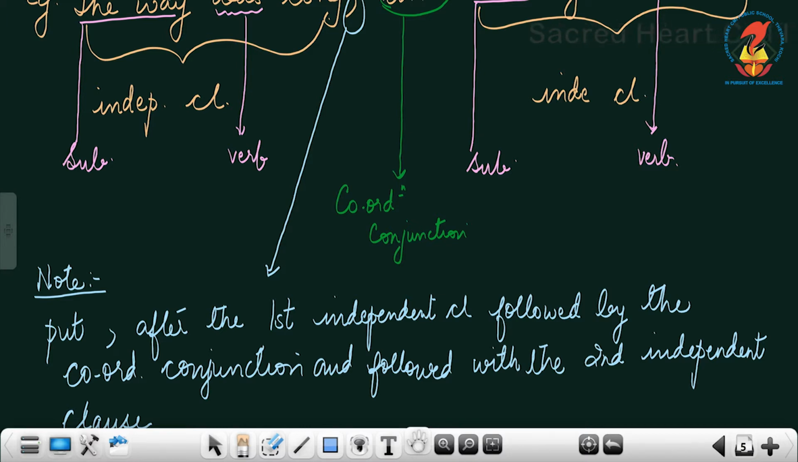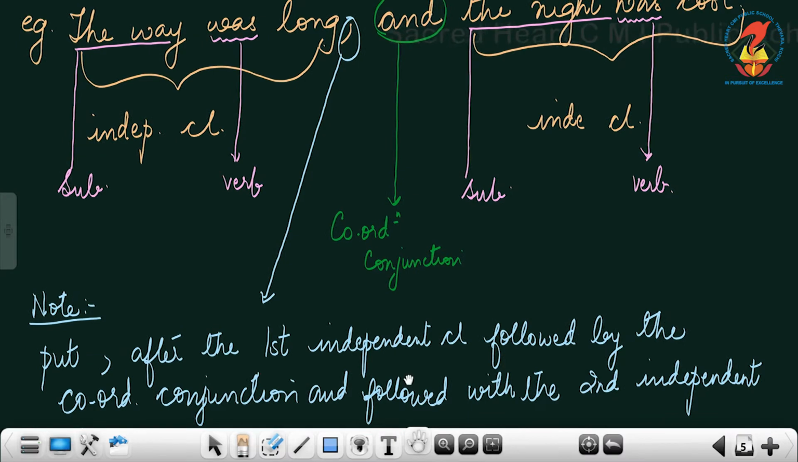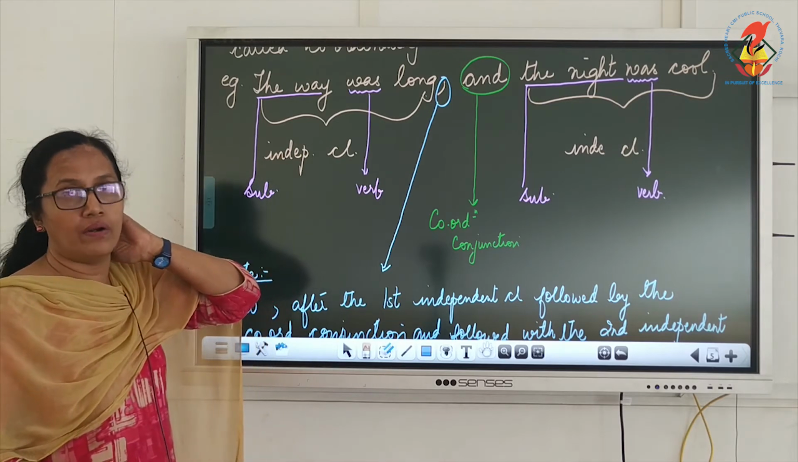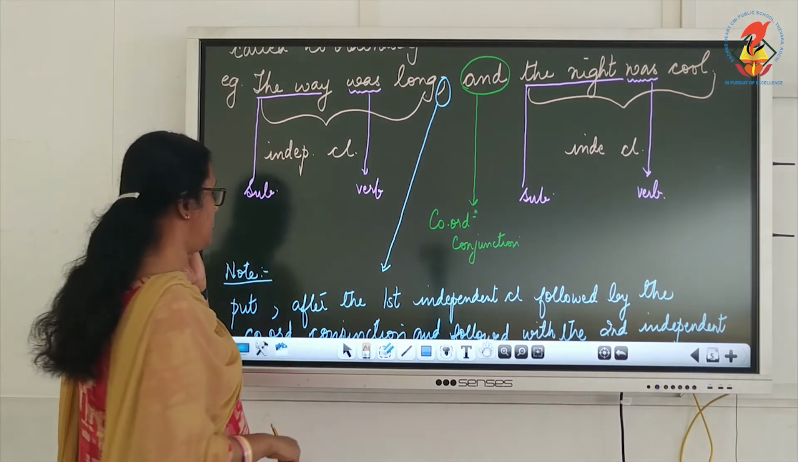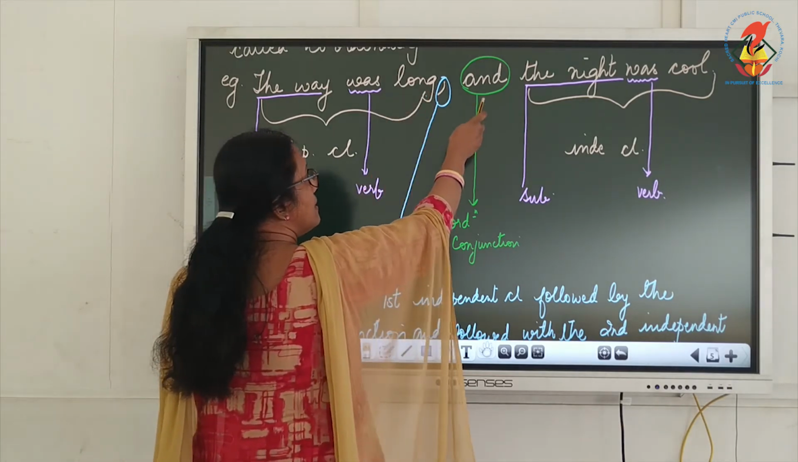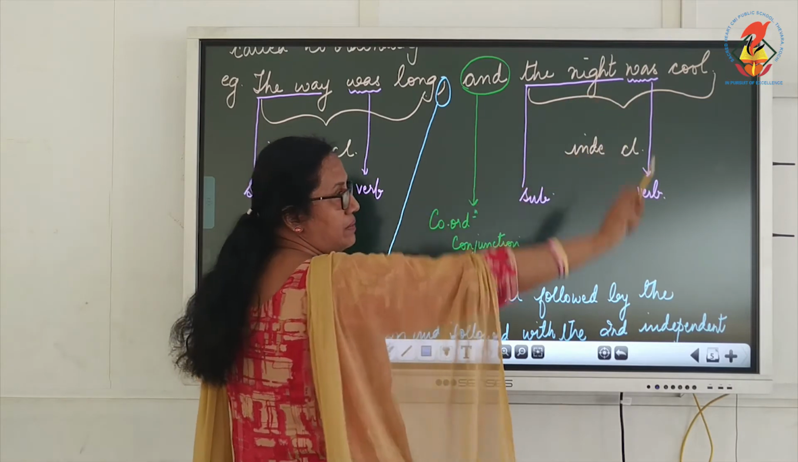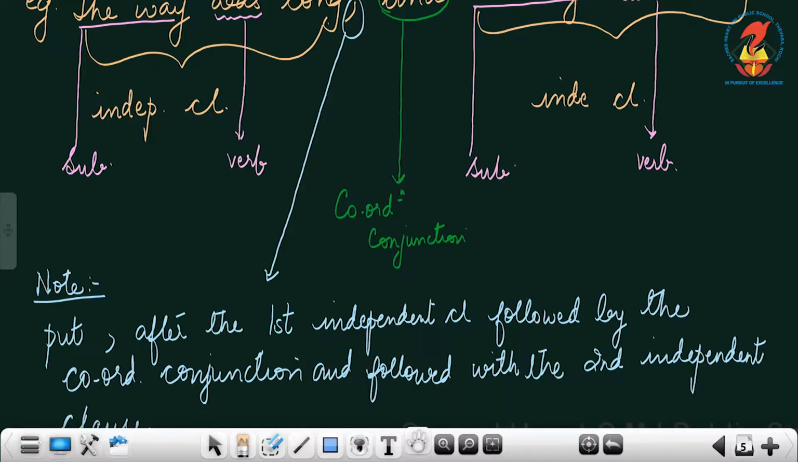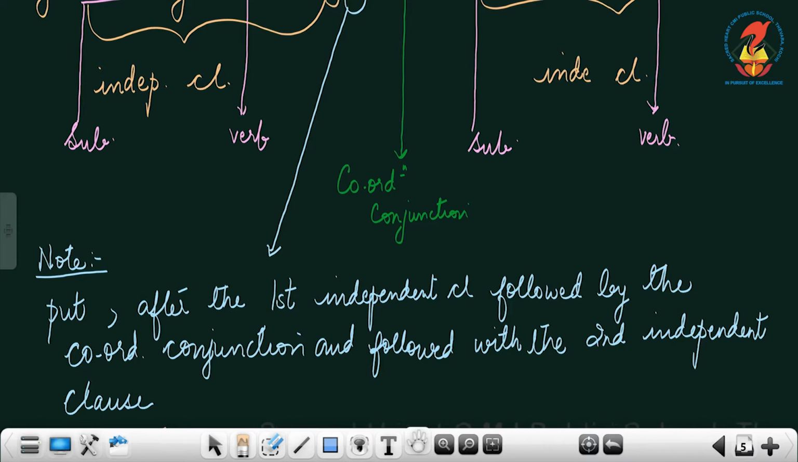Okay. Now, also make a note, children, have you noticed what I have circled in blue? The way was long, comma, and the night was cool. Here, I have put a comma. Especially when you are doing coordinating clauses, you will notice that you have to put a comma, then you put in your coordinating conjunction and then you write the remaining of your independent clauses. So, first you put a comma. You have to put a comma after the first independent clause followed by the coordinating conjunction and then you can add on the other independent clauses.